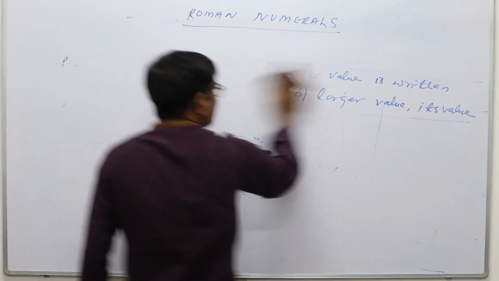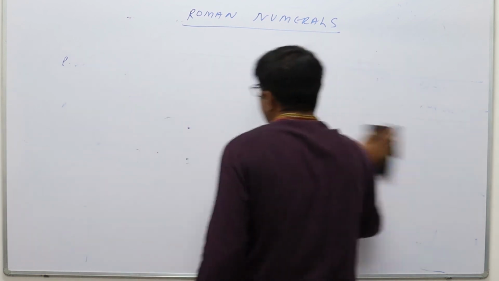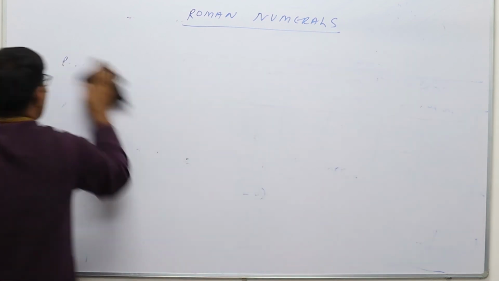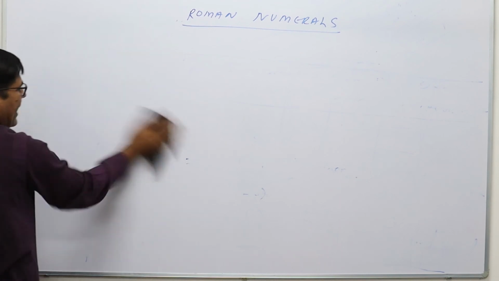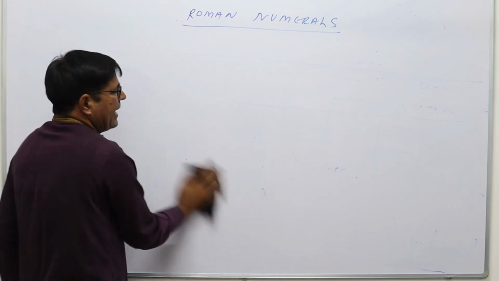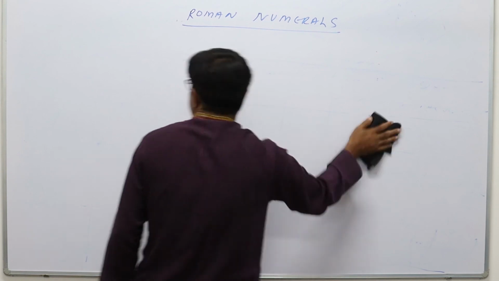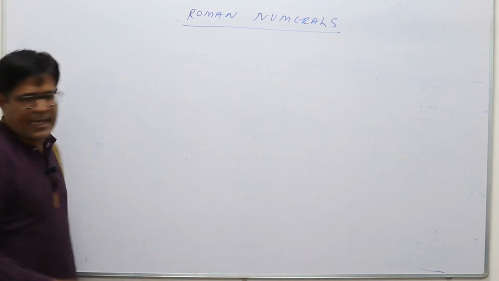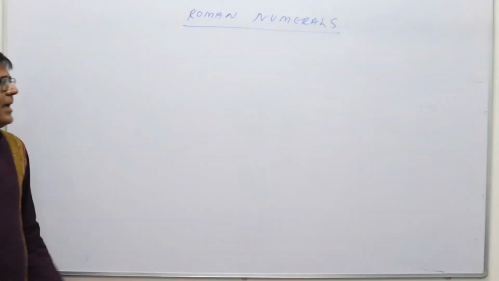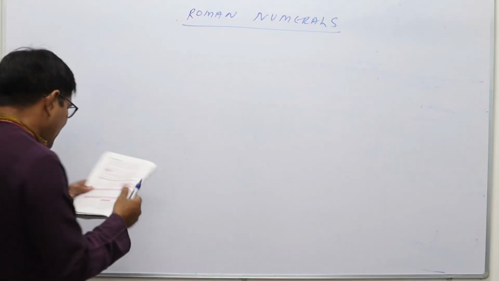The next rule is just the reverse of this rule. The third rule is, when a Roman symbol whose value is smaller than the larger is written on the left side of the larger, then its value will be reduced.